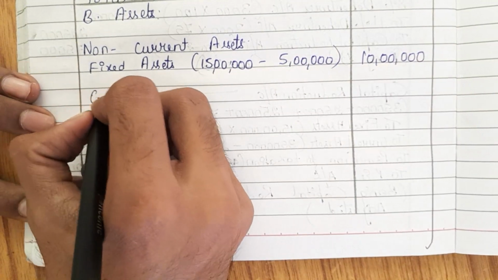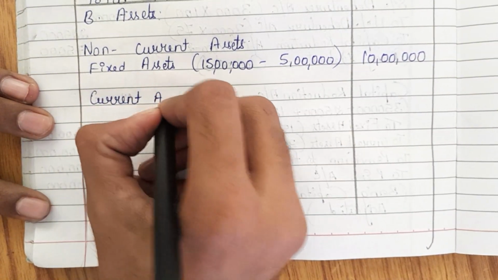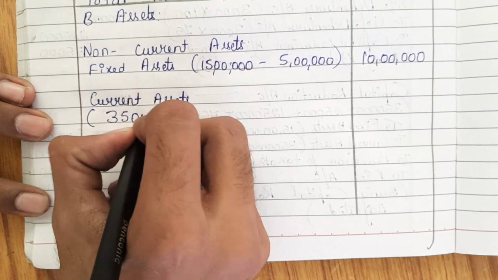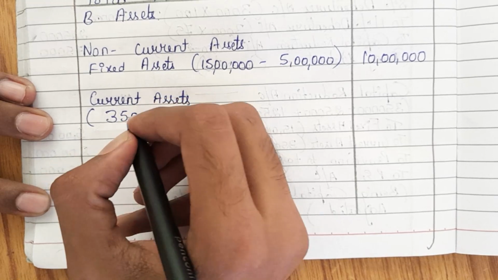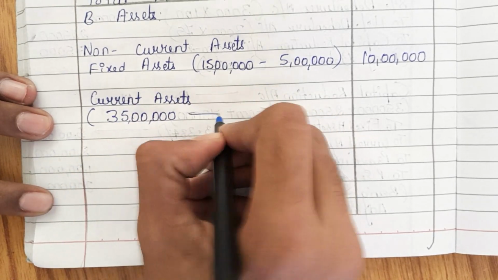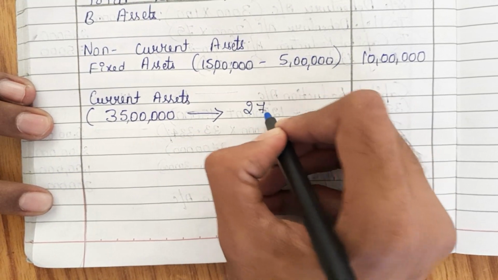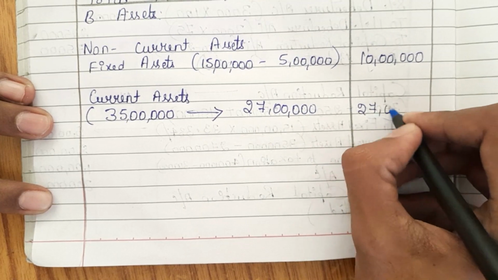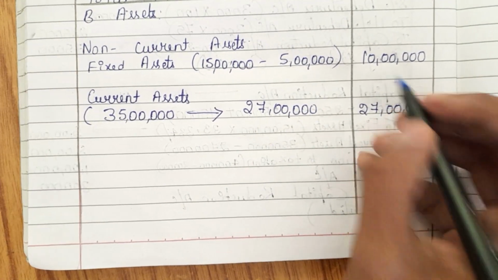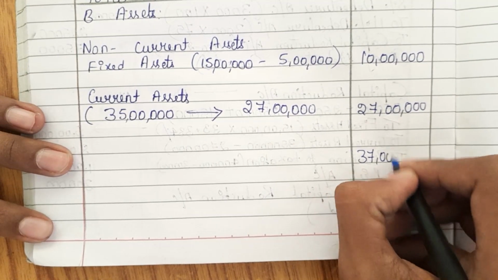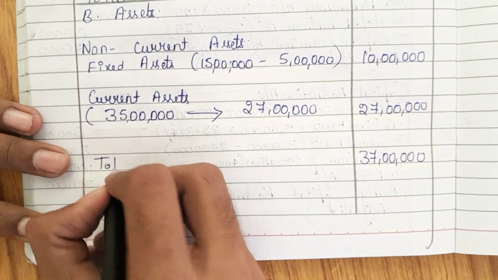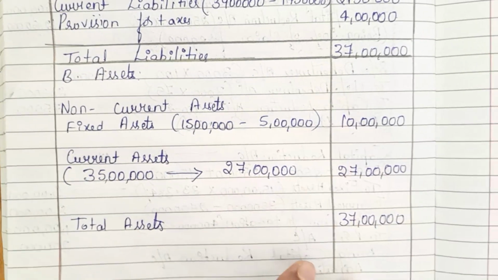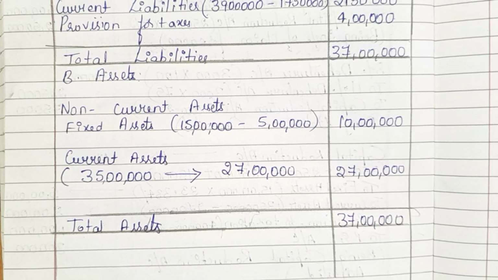Next we have the current assets heading. Under that, current assets in the balance sheet is 35 lakhs. Now they have told that these 35 lakhs have been valued at rupees 27 lakhs. So the 27 lakhs, write it directly. Now add 27 lakhs plus 10 lakh, it will be 37 lakhs. This is the total of the asset side. So our balance sheet got tallied. This is how we need to solve this problem.